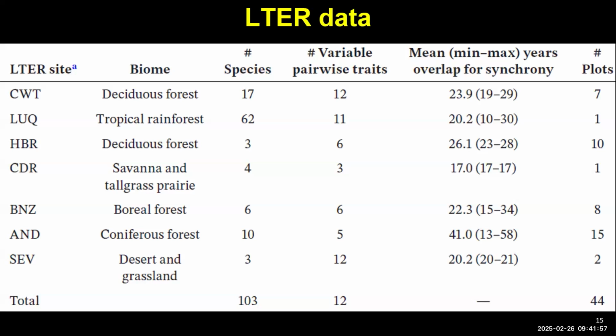So the way that we did this analysis for synchrony is you have the time series of the 2 co-occurring species, and then we said, okay, well, how much of their time series overlaps? And they had to overlap for a minimum of 10 years. And then we said, okay, well, how synchronous is that pair? And then we did that for all pairs of co-occurring species at sites. And at some sites, we had up to 58 years of data to look at synchrony.